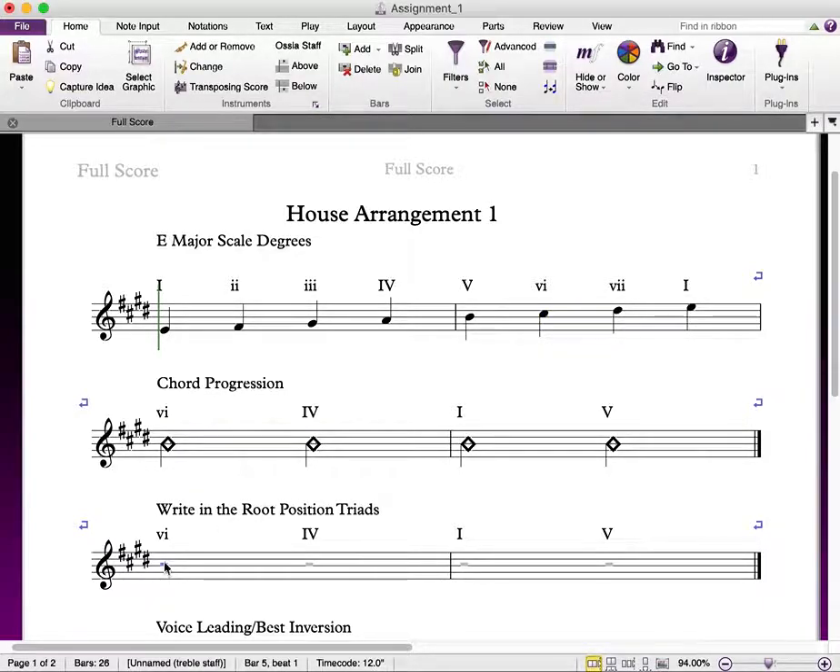So what I'm going to do is play it right there. But what I'm asking for with this chord progression is a root position triad. A triad is going to be 3 notes. The root is going to be on the bottom, and there are going to be 2 thirds stacked above it. There's the 3rd, and there's the 5th. So this is my first chord.